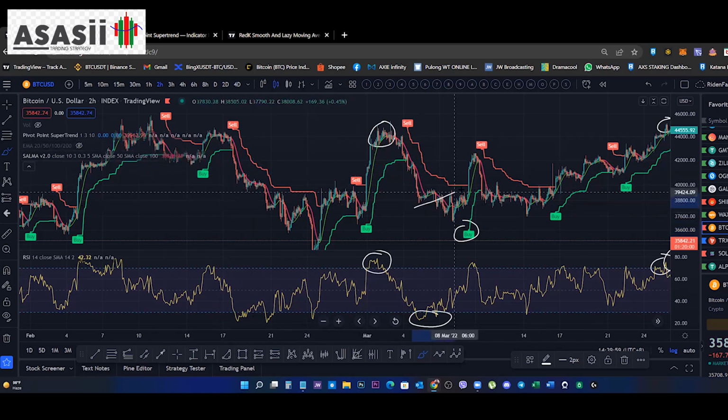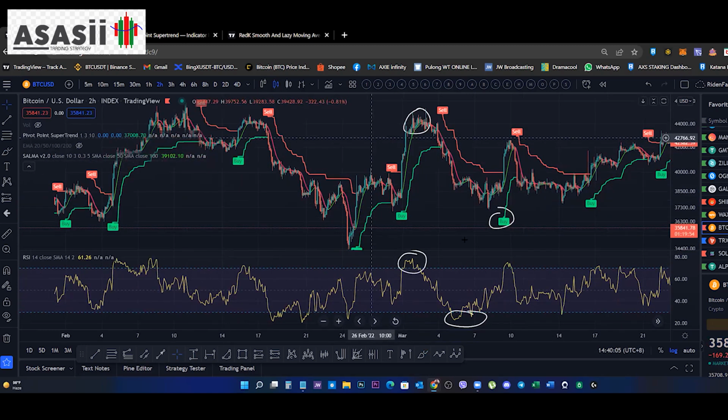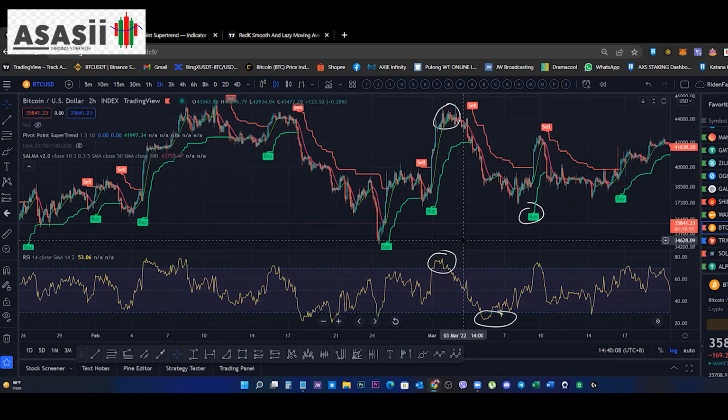The Salma indicator. So this is the sample of Salma. I'll give you the link also in our description below. Plus, don't forget to use the RSI to identify kung mas maganda kasing pumasok kapag nasa oversold and overbought area with the help of this Pivot Point Supertrend. Okay, so this will give you a simple strategy. Hindi mo kailangan mag-technical analysis ng napakalalim.